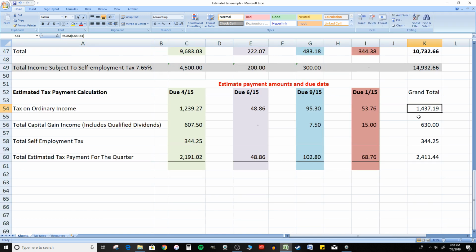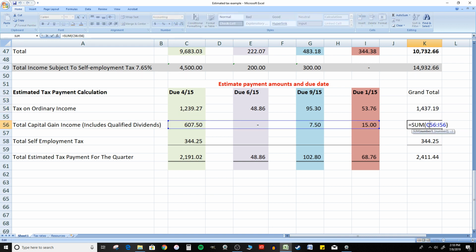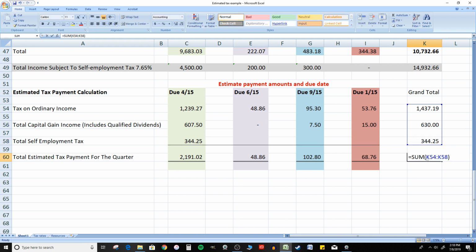And before I forget, this total column over here adds up all the taxes that are projected based on this person's different forms of income. So in total, by the end of the year, they'd have made $2,411 in tax estimates over the 4 quarters.